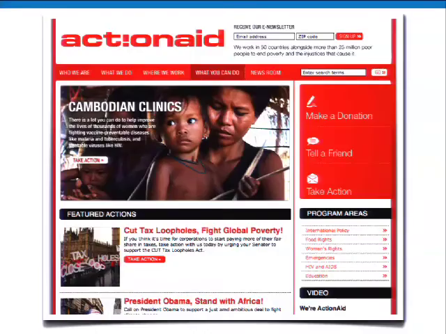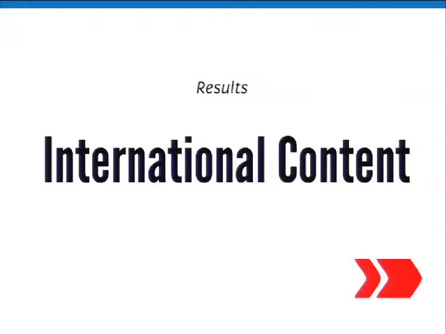Pretty innovative. It's kind of hard to demonstrate it in a slide, but here's a picture of the ActionAid website. So, like I said, the results: internationalization of content in organic groups, IP-based, and making it really easy for editors to share content between different countries and manage their sites from content written around the world.